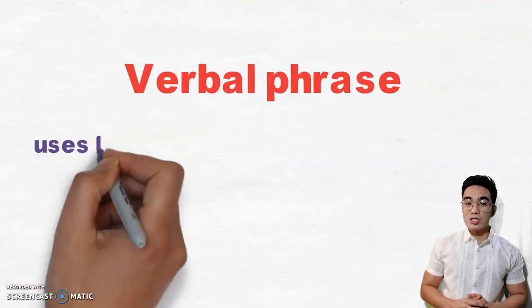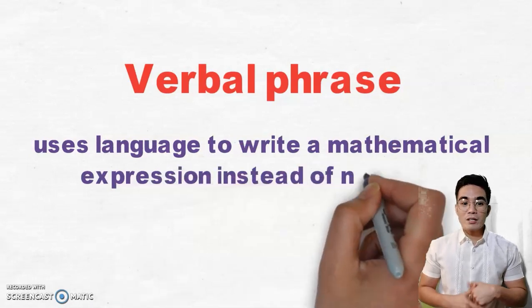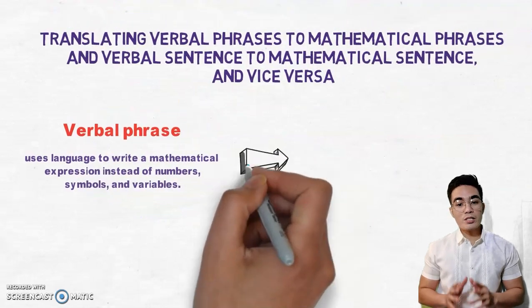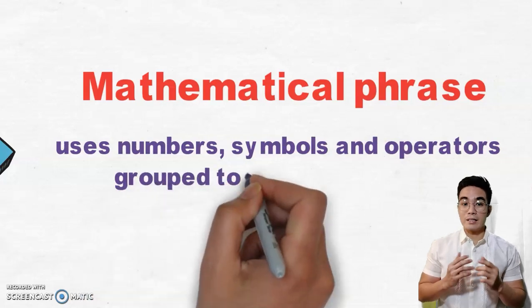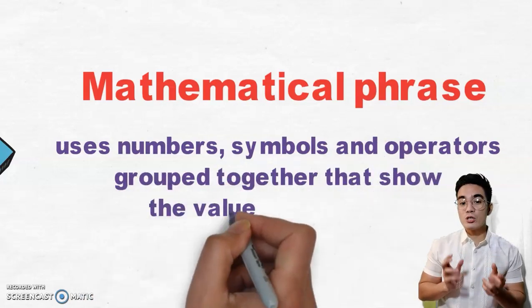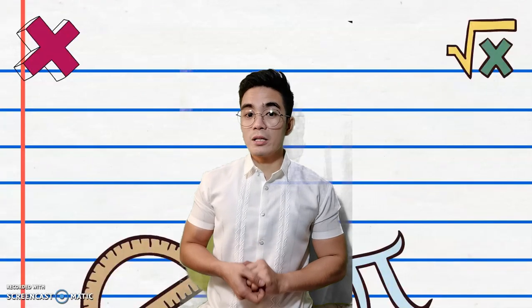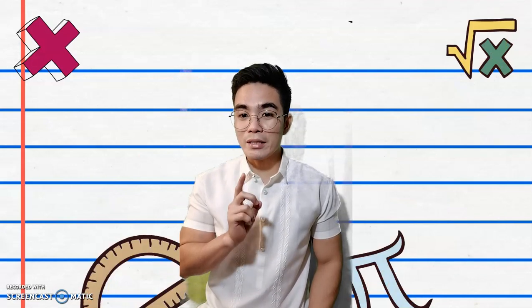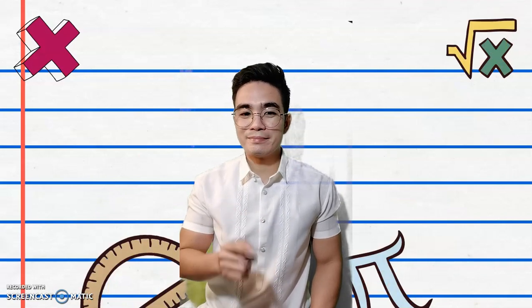Verbal phrase uses language to write a mathematical expression instead of numbers, symbols, and variables. On the other hand, mathematical phrase uses numbers, symbols, and operators such as plus and times grouped together that show the value of something. In translating verbal phrases into algebraic expressions, it is important to know the words that are used to indicate mathematical operations. Some of these words are as follows.